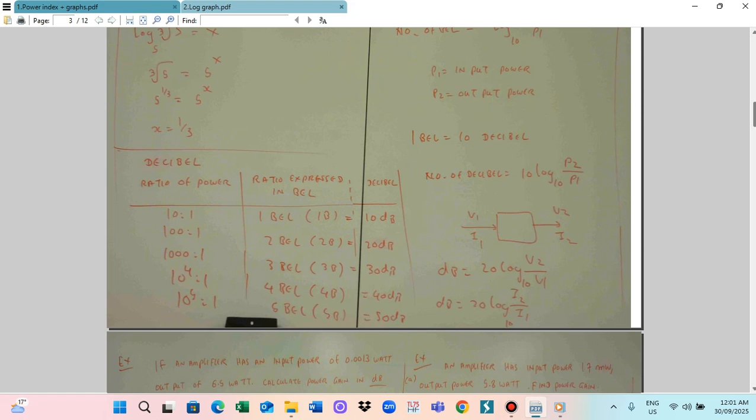In the amplifier stage, we can find the gain. Gain means the output voltage divided by the input voltage, or the output power divided by the input power; the ratio is the gain. So the gain can be calculated by the logarithm. That means we can measure it in the decibel unit. Decibel unit means the ratio of power, and this ratio is expressed in bels.